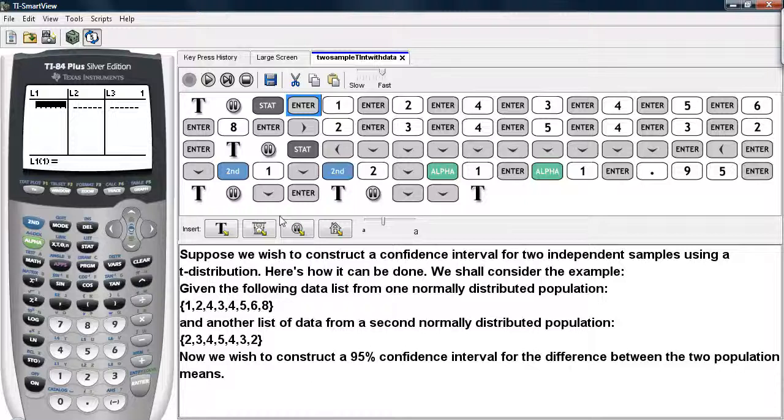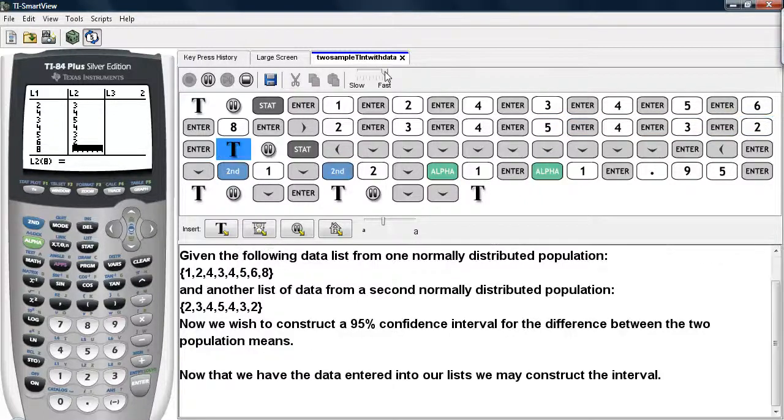In order to do that, we're going to go under Stat and hit enter so we can enter in all of these data values. So we're entering in the first list of data, and then we will enter in the second list of data under L2. Now that the data lists are entered in, we may proceed with the construction of the interval.